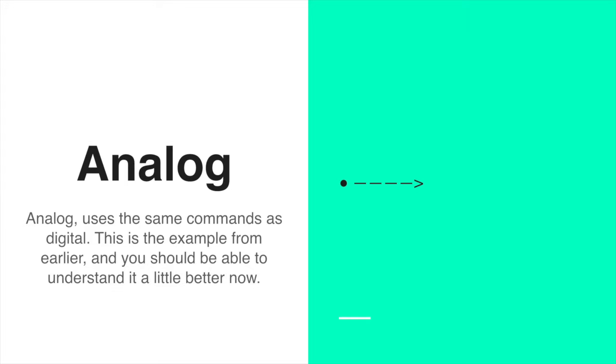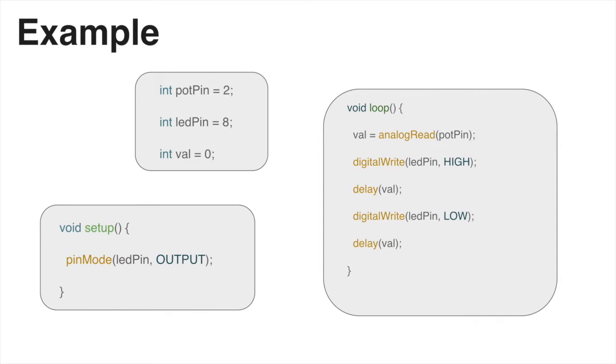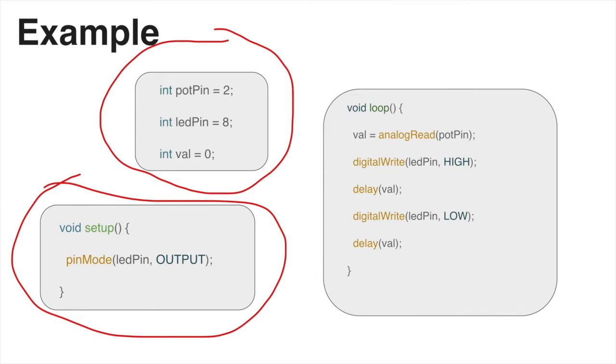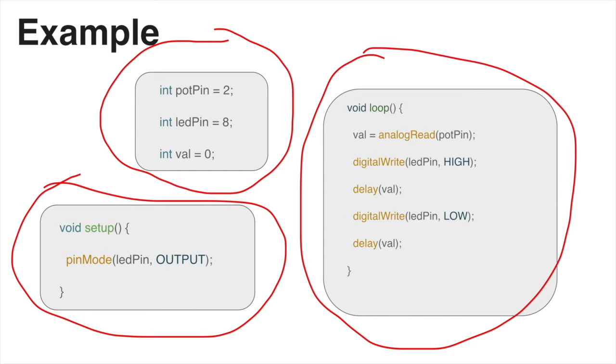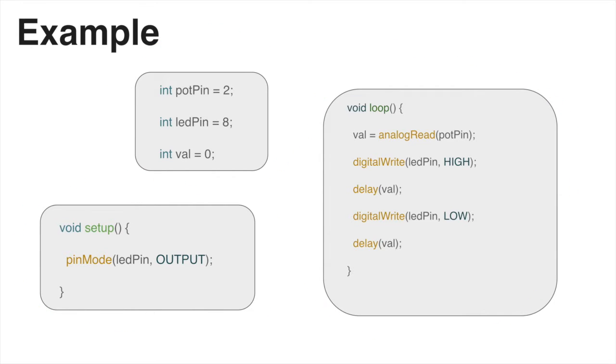Alright, so let's take a look at our example from earlier, and it should make a lot more sense. I've actually broken this down into 3 groups. This group, and then this group, and then this group. If you want to number them, that would help.